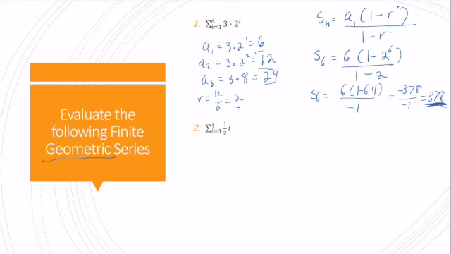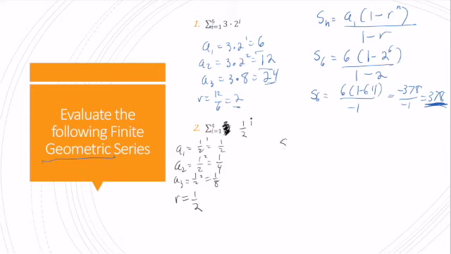All right, now for this second example, it's important to note that here I have 1/2 to the i, right? This is the way we're going to make this geometric. So each time we're multiplying by 1/2. So a sub 1 would be 1/2 to the first power, which is 1/2. A sub 2 would be 1/2 to the second power, which is 1/4. And a sub 3 would be 1/2 to the third power, which is 1/8. And then we would find our r to be 1/2.